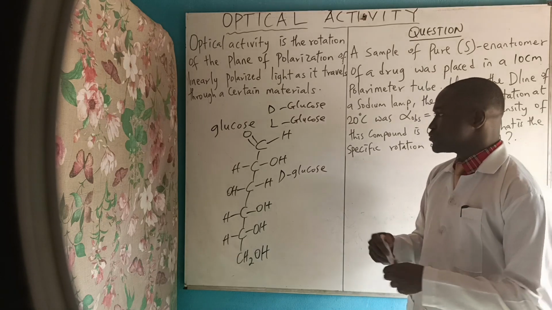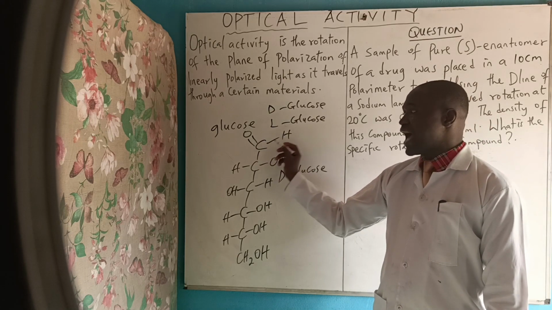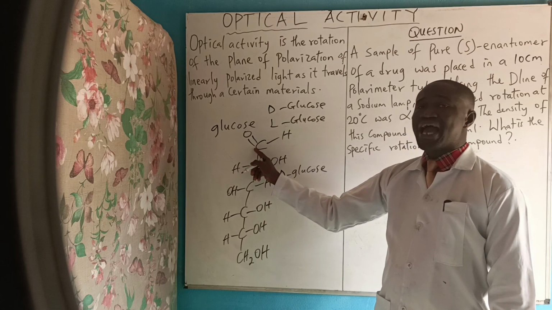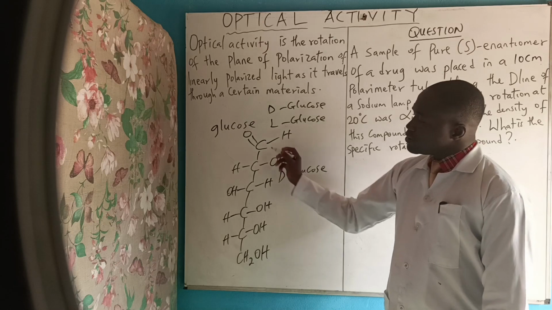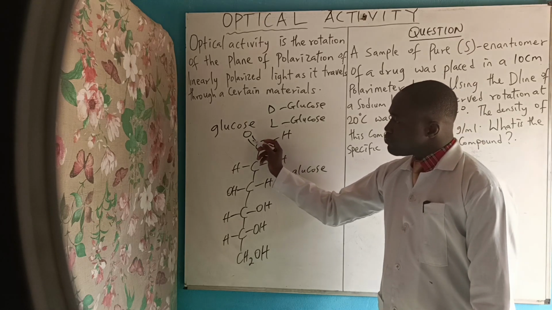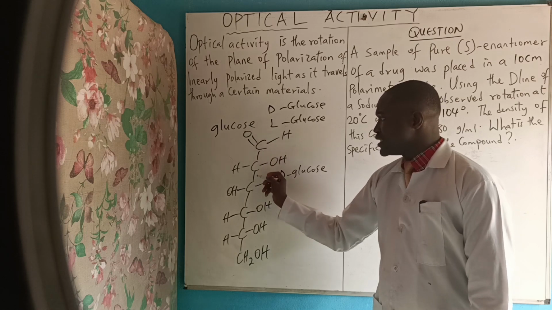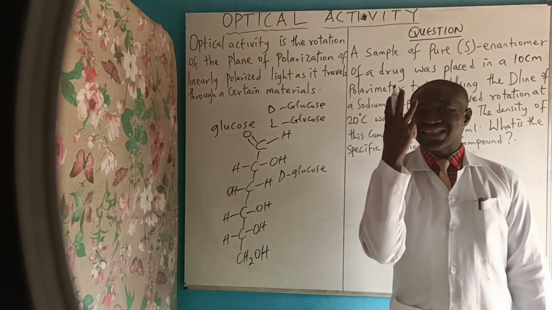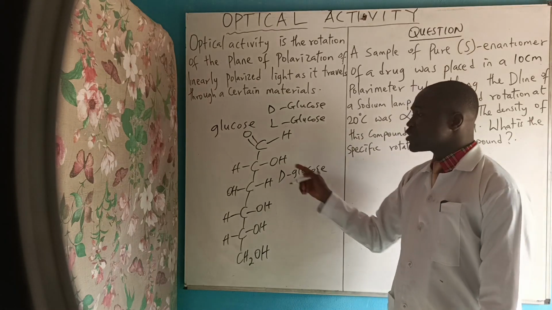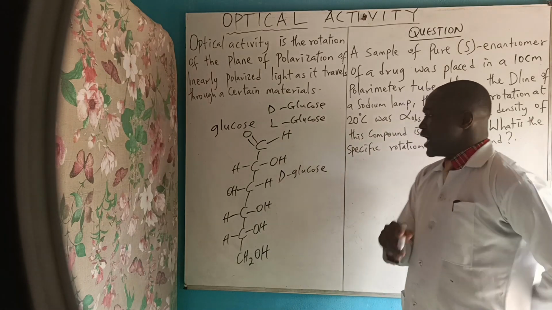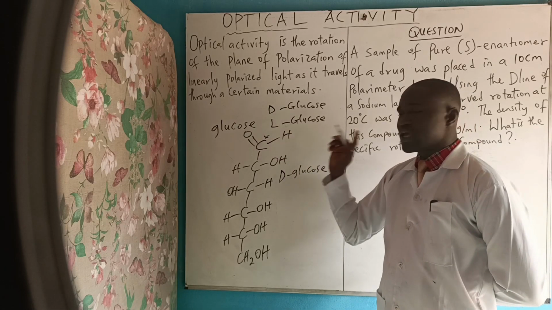How? This first carbon is an aldehyde group, so we start from the aldehyde group. At this first carbon, we ask how many chemical species are bonded to it. This is 1, this is 2, and this is 3. So it's bonded to 3 chemical species. But what we are looking for is 4 chemical species bonded to an atom in a molecule. And so we say this is not a chiral center.